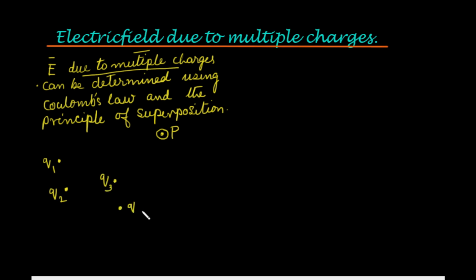Let the last charge be N. We are considering several charges. The electric field at P is the vector sum of the electric fields due to all these charges.